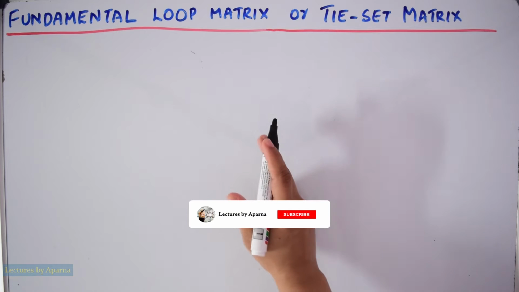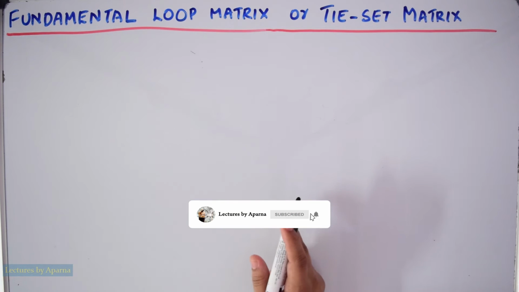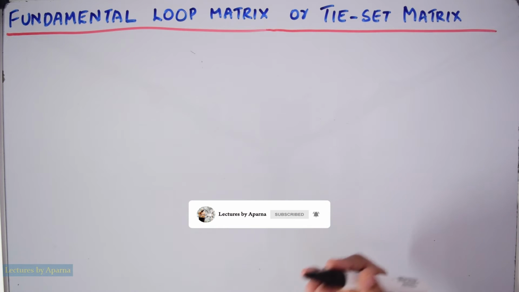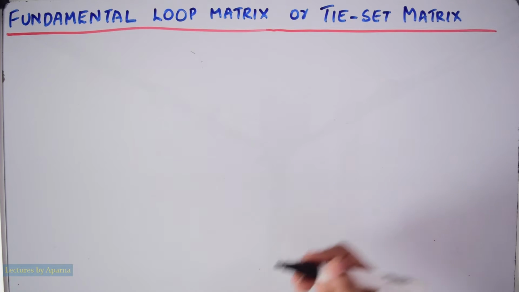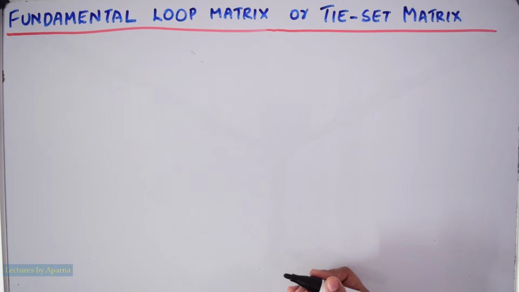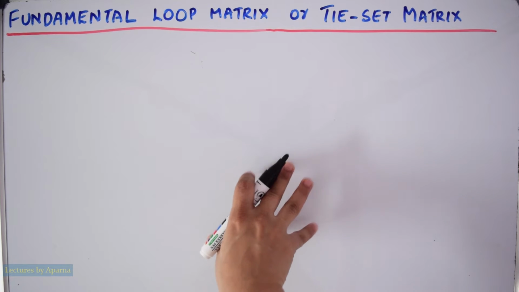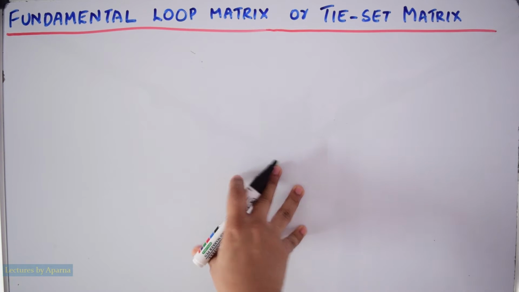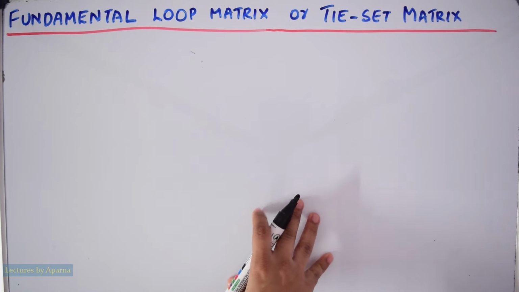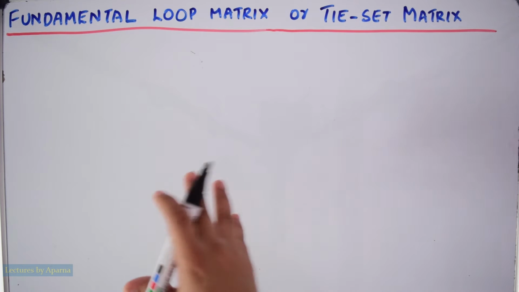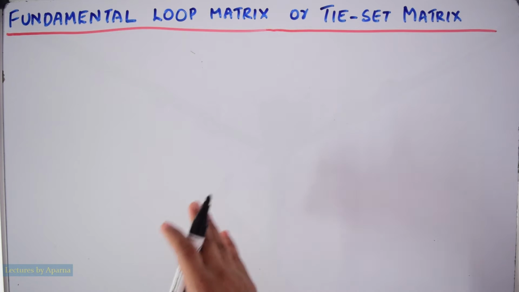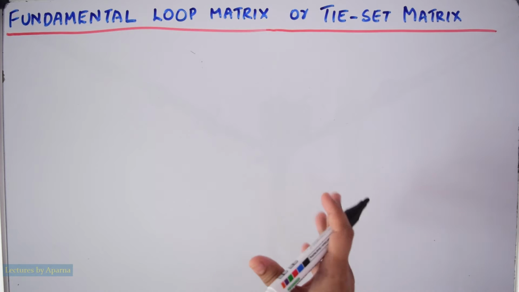Today we will discuss about fundamental loop matrix. It is also called fundamental circuit matrix or tie-set matrix. It is a portion that is coming in network topology or network graph theory. We have already discussed how to convert an electric circuit into an equivalent graph in one of the videos.